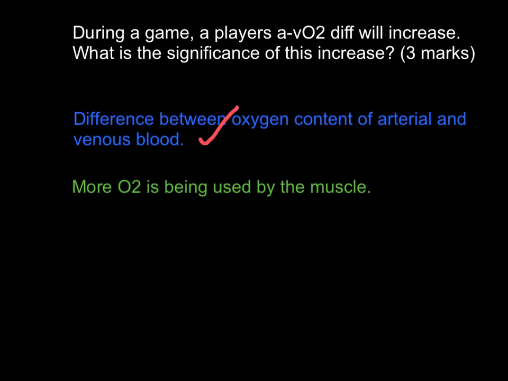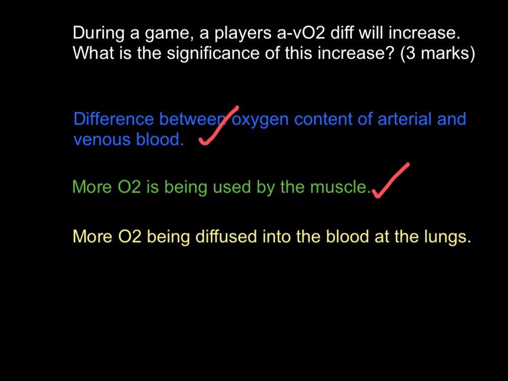More oxygen is being used by the muscle. That is essentially why the a-vo2 diff has increased. If the muscle has used more oxygen, there's less oxygen coming out in the vein, in the venous blood. So there's mark number 2 out of 3.